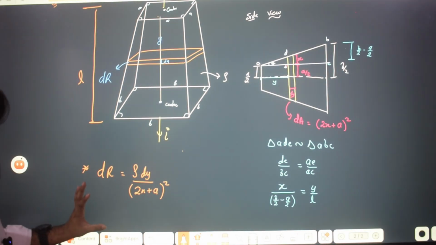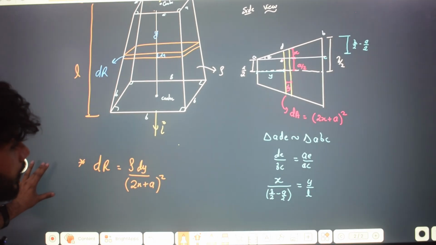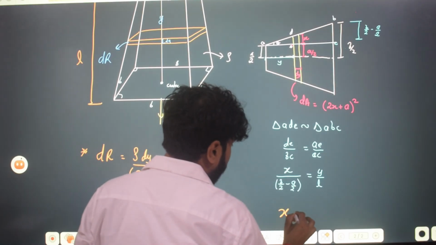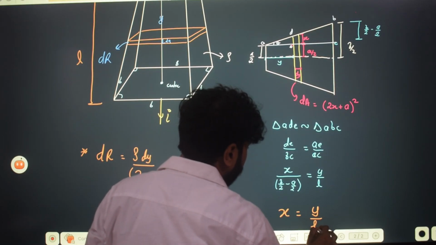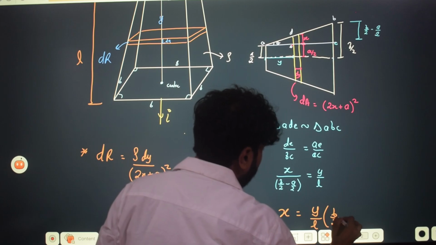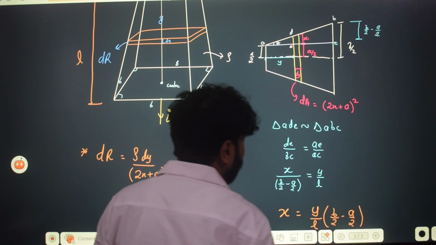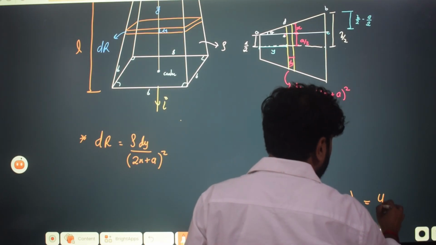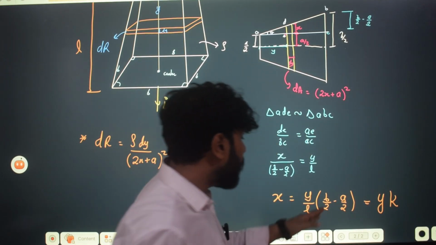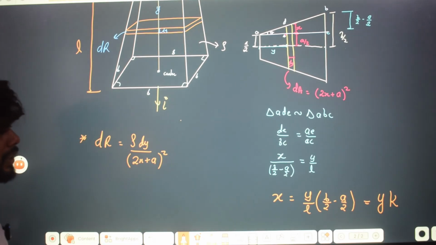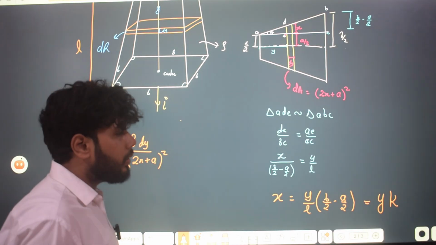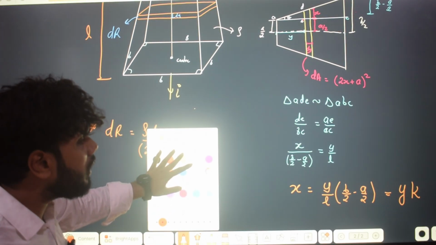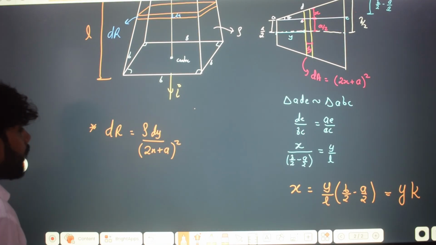So we can see we have to integrate in terms of y, right? So I need to convert x in terms of y, which I can write as x equals y by L times b by 2 minus a by 2. It doesn't look good, so for simplicity of algebra, I'll write y times k. What is k? B by 2 minus a by 2 times 1 by L. Instead of all this, we'll write k. It will make our algebra a little bit simpler to solve, and later on, we'll put in the value of k.